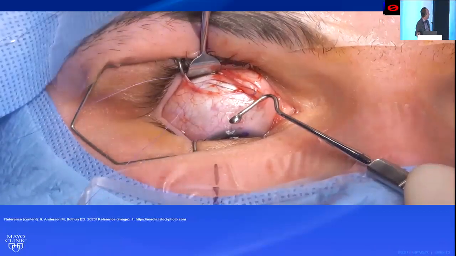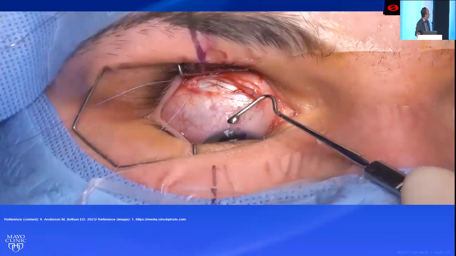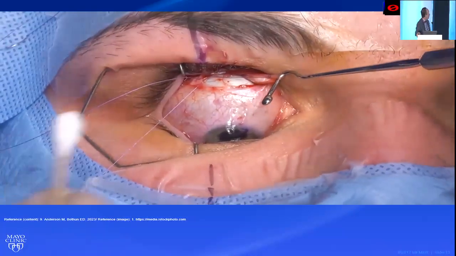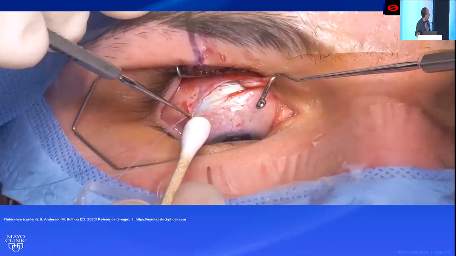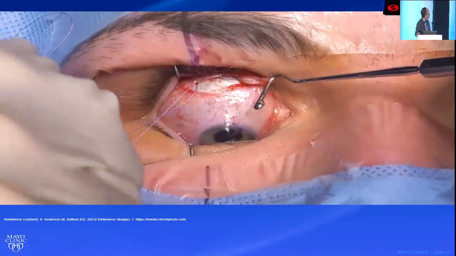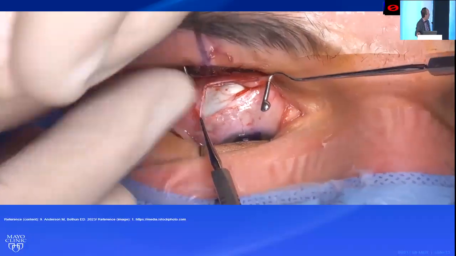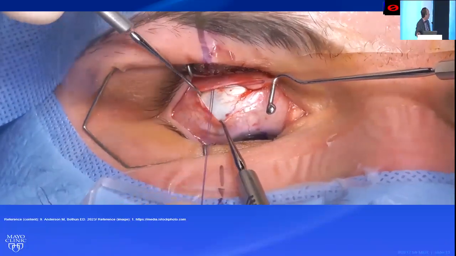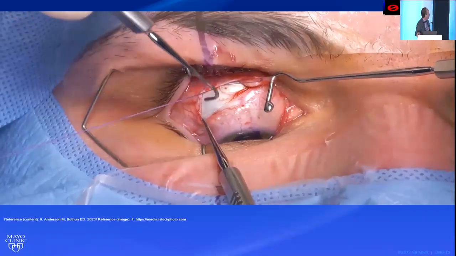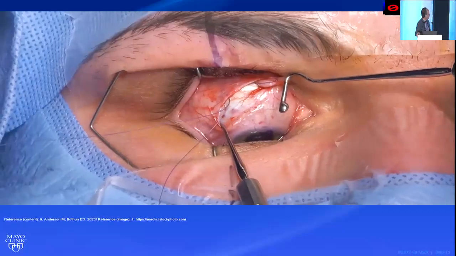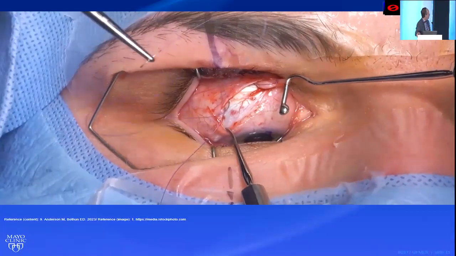So the next step of the plication process that makes it so much easier is to use what we know about a hemi hangback and securing this up front. So I ask the assistant to get a small hook, and I will take both of these stitches that I just imbricated here and reattach them up front. Right next to it, I'll place the other one.